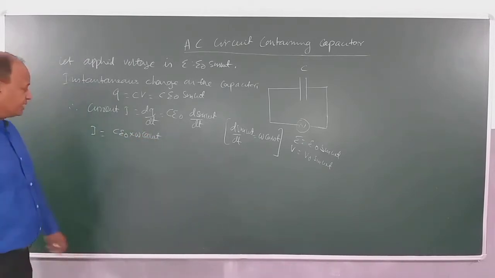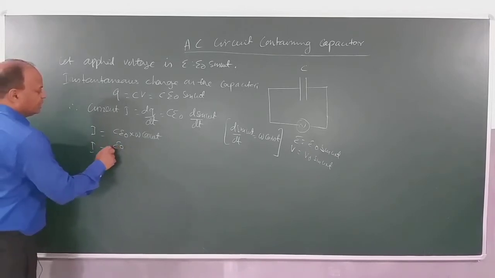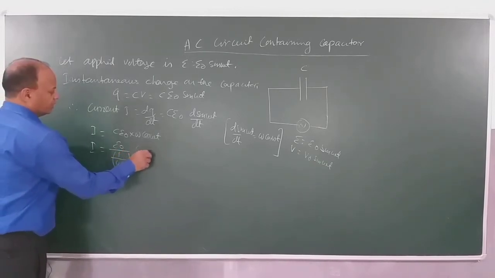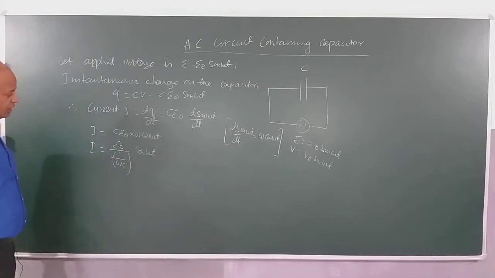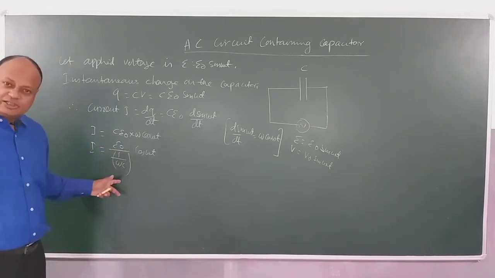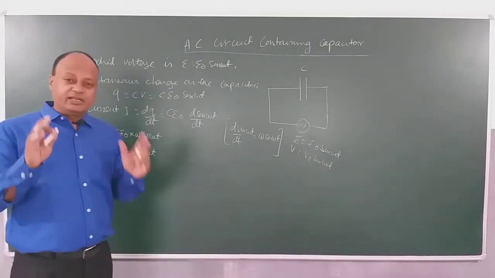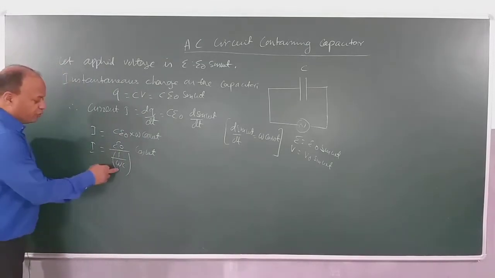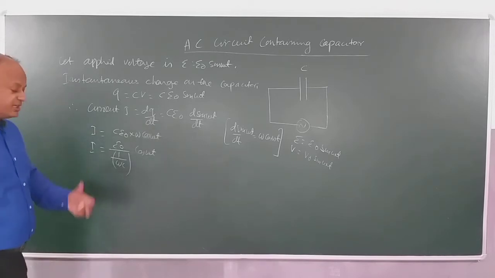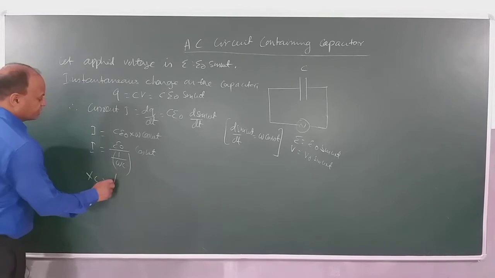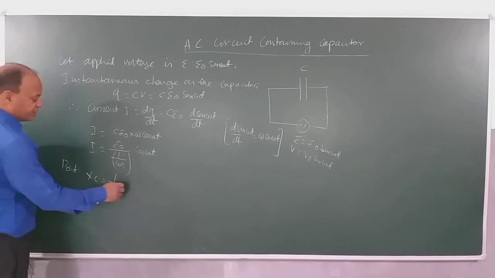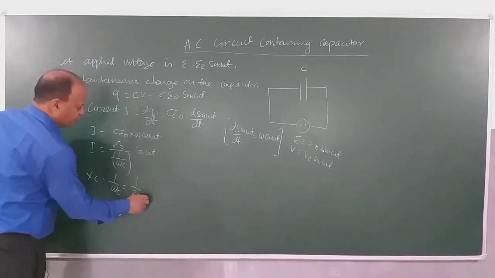Now, very interestingly, I can write this result as I equals E naught divided by 1 by omega C, into cos omega t. Why did I write this expression in such a manner? There is a specific reason, because current is equal to applied voltage divided by resistance. So, remember very clearly that this quantity 1 by omega C acts like the resistance of the capacitive circuit and we call it capacitive reactance. So, X equals 1 by omega C, but with frequency nu, it is 1 by 2 pi nu C.